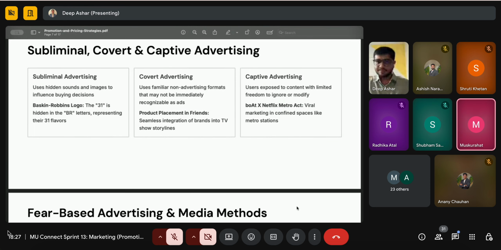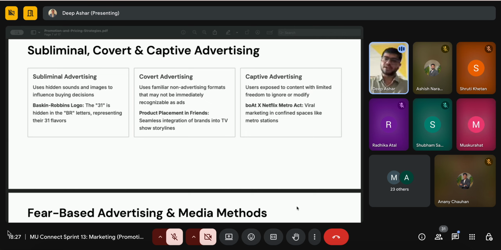The one where on an airplane we look at the instructions as well as the advertisement of a brand also comes under captive advertising. Yes. Okay. Absolutely.